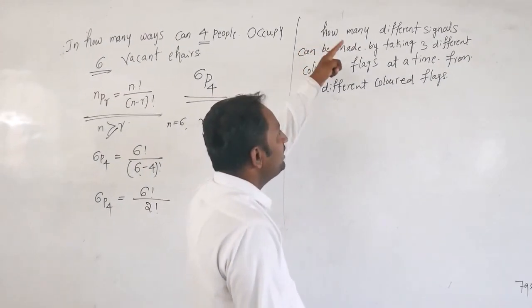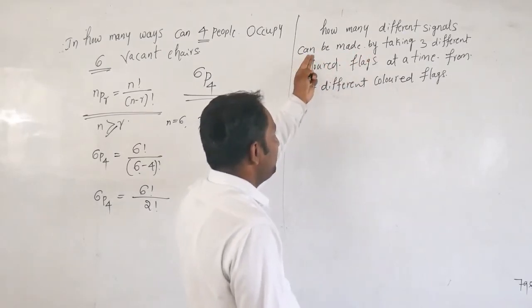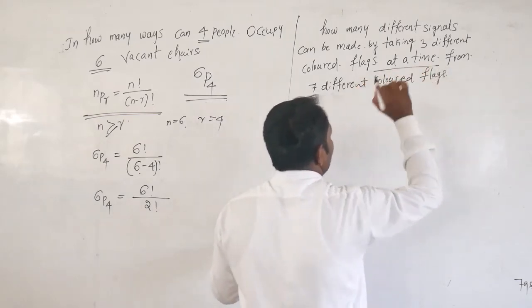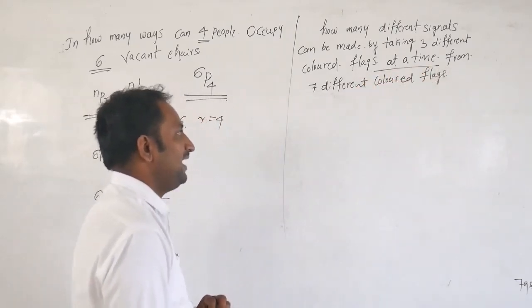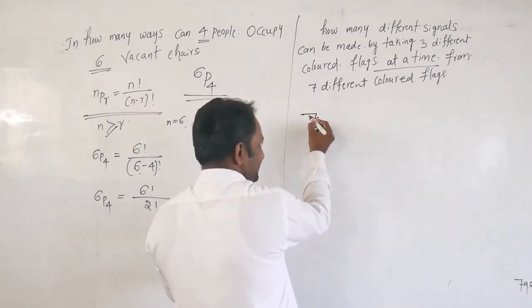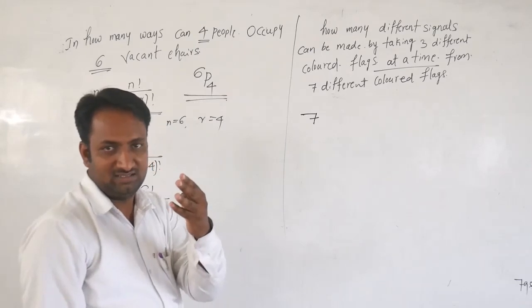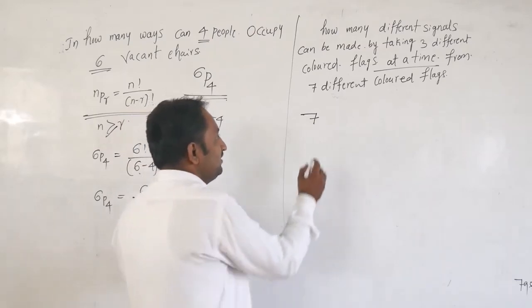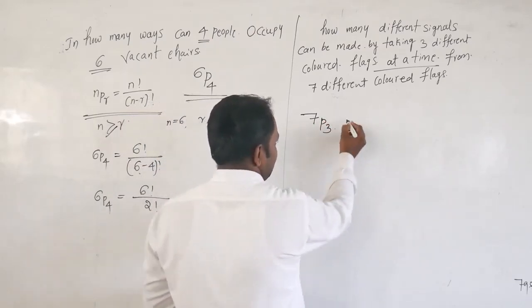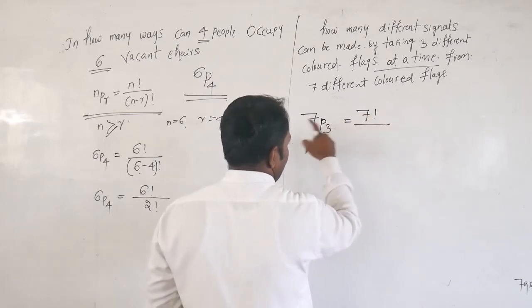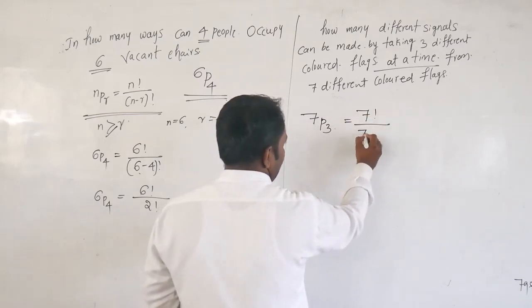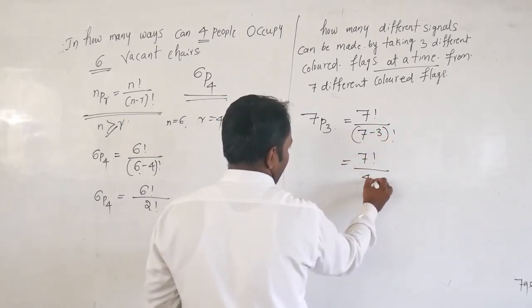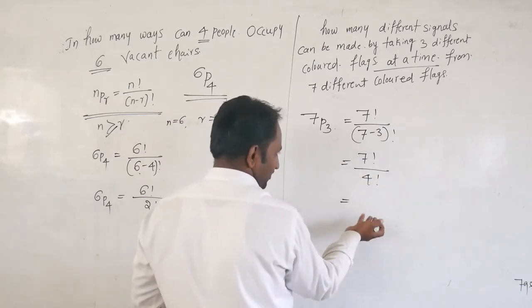How many different signals can be made by taking 3 different colored flags at a time from 7 different colored flags? There are 7 different colored flags, from which 3 flags are selected at a time to make one signal: 7P3. That is 7 factorial divided by (7 minus 3) factorial, which is 7 factorial divided by 4 factorial. We can simplify and get the result.